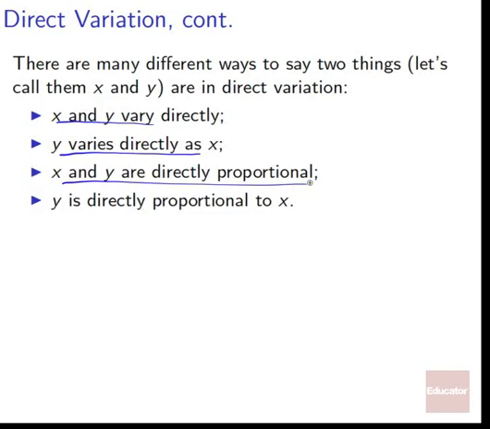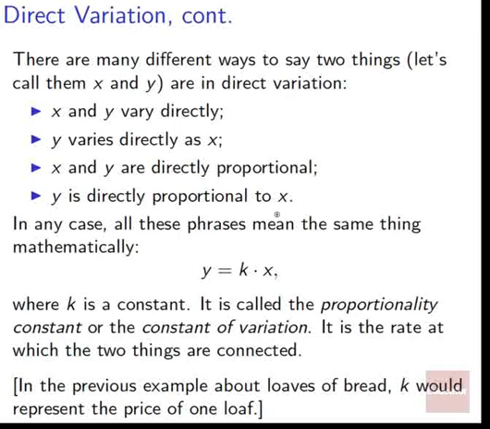X and y are directly proportional. Y is directly proportional to x. Lots of different ways to say it, but they all mean the exact same thing mathematically. In mathematics, it means y equals k times x, where k is a constant. So k is just a constant. It's called the proportionality constant or the constant of variation. It's the rate at which the two things are connected.